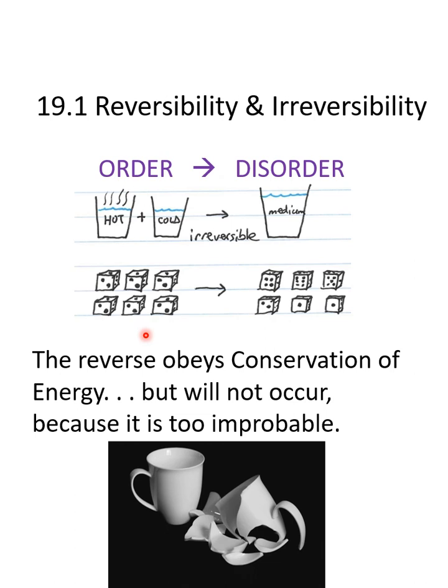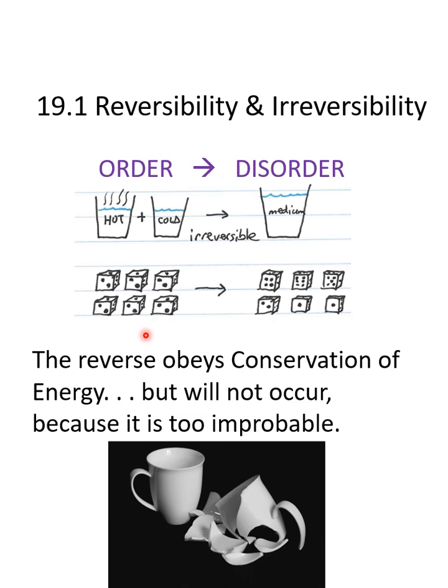And this is the notion of irreversibility. Many processes that happen in nature are irreversible, meaning it'll go from order to disorder, but going from disorder to order won't happen, or at least it is highly improbable for it to happen. It's irreversible.